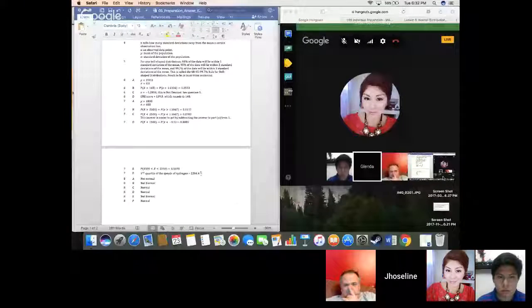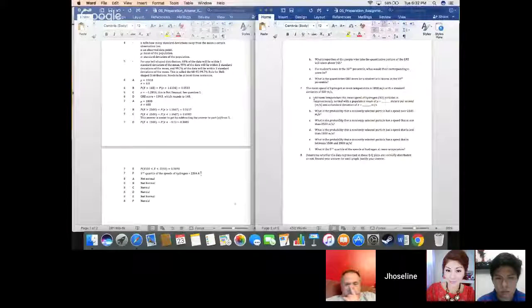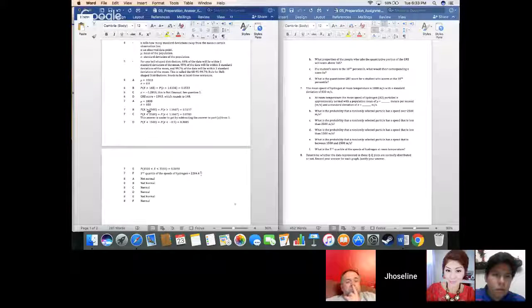Here, let me share my screen real quick. Okay, so this is the question that is similar to number 13. What is the probability that a randomly selected particle has a speed over 2,500 m/s? And this is the answer right here. And so the probability of Z is greater than this. And then this is the answer.